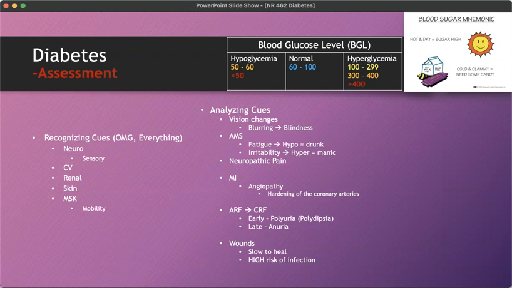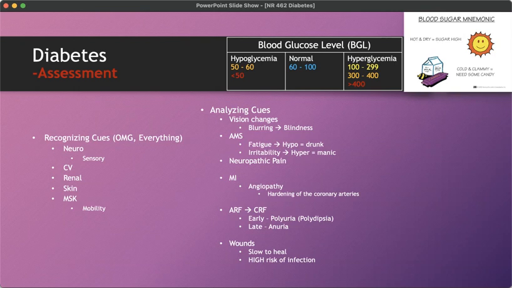For our neuro, we're really looking at things like vision changes, which can include blurring and blindness as that progresses. Altered mental status, and this has to do a lot with the hypo versus hyperglycemic presentation. For hypoglycemic, which is by far our most concerning side of the spectrum, patients have fatigue, and they act like your drunk friend at the end of the night when they're tired but still flopping around like an altered person. That's really our hypoglycemic presentation.